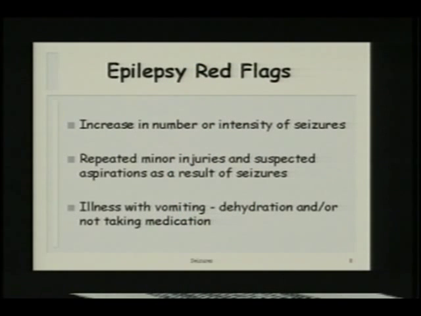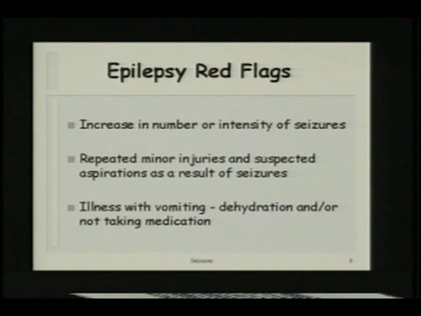And further risk identifiers, red flags actually. The red flags are time to be particularly alert with your individual and tuning in to what's happening and monitoring them very carefully. And that's when they're having an increase in the number or the intensity of their seizures. So they're either having more seizures or the seizures are more serious, lasting longer than they used to. In cases like this, their physician or neurologist would need to be advised.